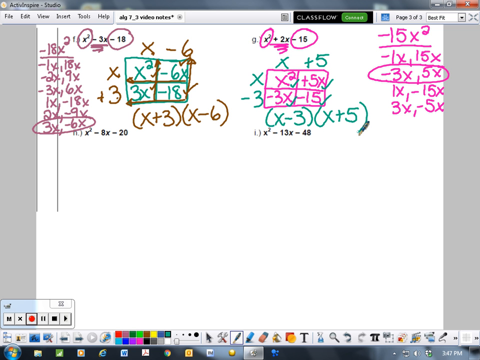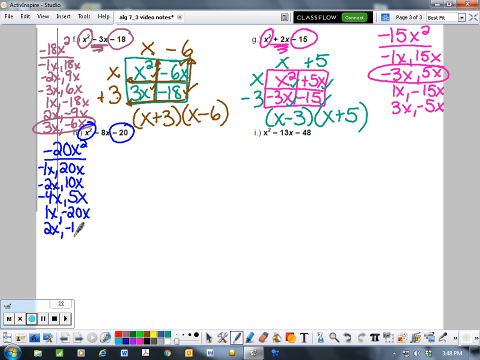Okay, so we've done enough box methods. We're going to go back to grouping, so that way you can see that again. So again, it starts off the same, first and last. So negative 20x squared. So we're going to have a negative 1x and a 20x, negative 2x and a 10x. 3 doesn't go, but 4 does, negative 4x and 5x. And it looks like we're done. So now we're going to flip: 1x, negative 20x, 2x, negative 10x, 4x, negative 5x. What's going to add to be negative 8? Well, looks like this one.